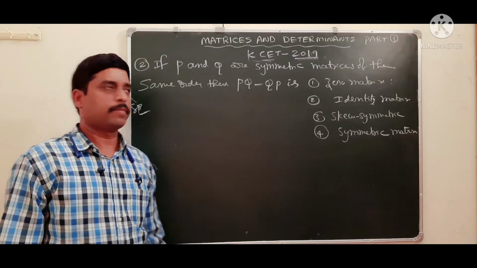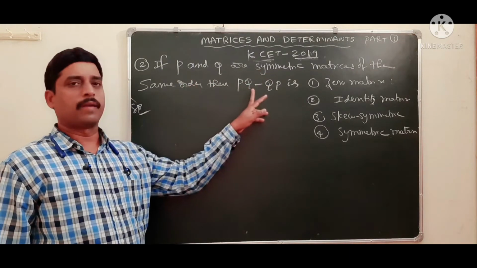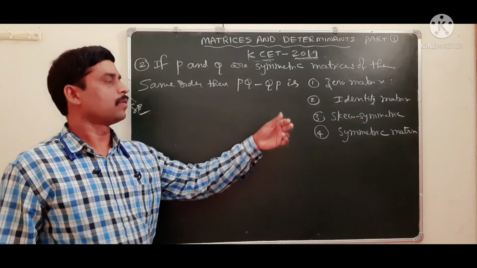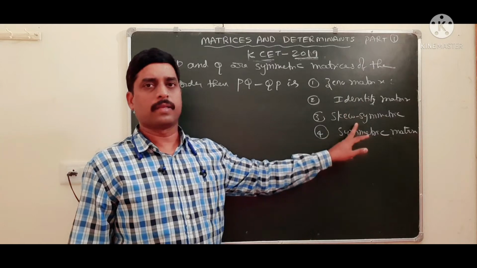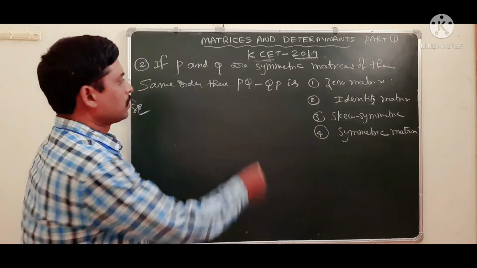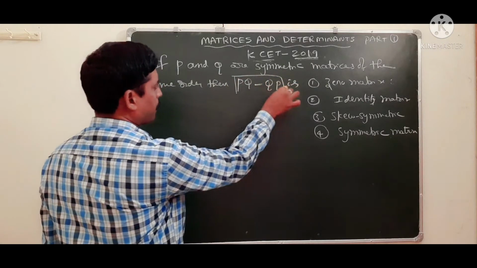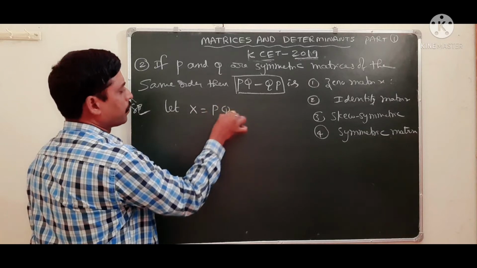Let us go to the next problem. If P and Q are symmetric matrices of the same order, then what is PQ minus QP? So what options are given? Zero matrix, identity matrix, skew symmetric matrix and symmetric matrix. So our target is PQ minus QP. So let us take X is equal to PQ minus QP.